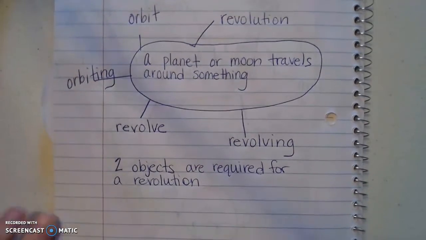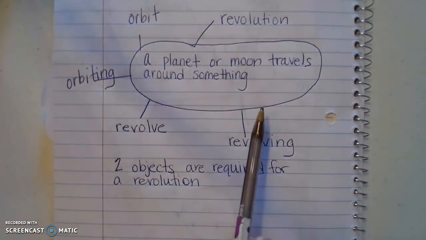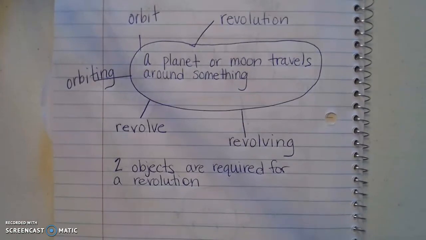Okay, so we have a planet or moon travels around something. Scientists will say that's a revolution. Scientists will say Earth is revolving, Earth revolves, Earth orbits, or Earth is orbiting. It's all the same motion. So two objects are required for a revolution.